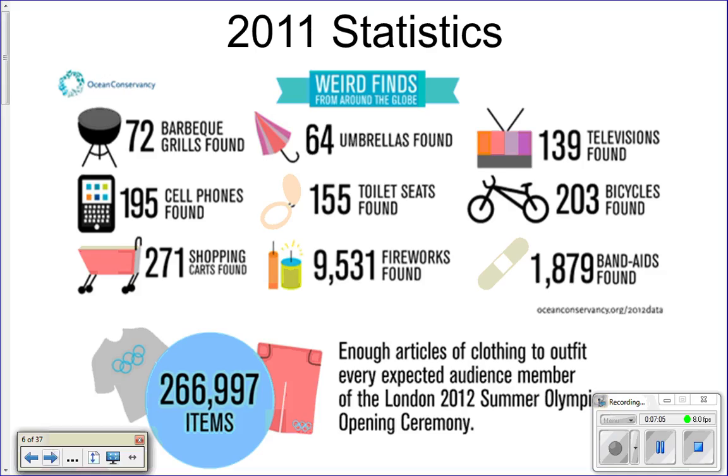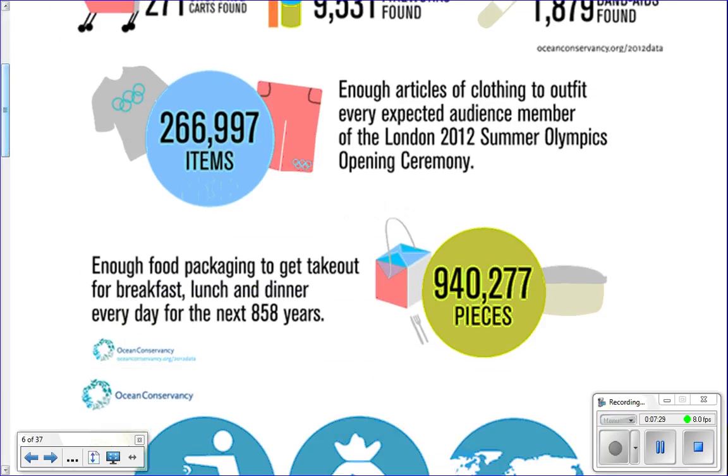Okay, so here's some stats from 2011. These are the weird things that they found. About 140 televisions, they found toilet seats, that's weird. Almost 200 cell phones, shopping carts, barbecues, fireworks. And they found 266,997 articles of clothing, which was enough to clothe every person that was present at the 2012 opening ceremonies for the Olympics. So it's a lot of clothing.